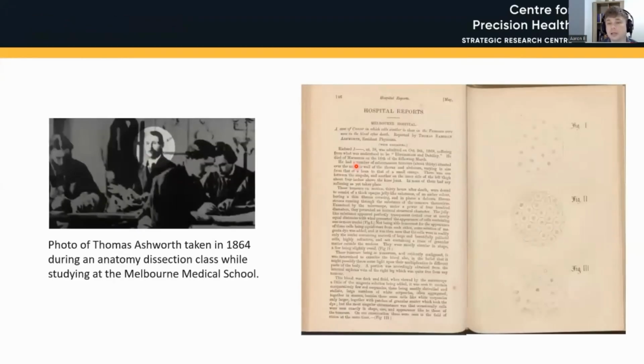So because we're in Melbourne for this AOMA, I thought it would be fun to have some circulating tumor cell trivia. So circulating tumor cells were actually discovered by Dr. Thomas Ashworth from Melbourne Medical School back in 1868. So while we've known about circulating tumor cells for a long time, it's only really in the last couple of decades that clinical applicability has really been described.